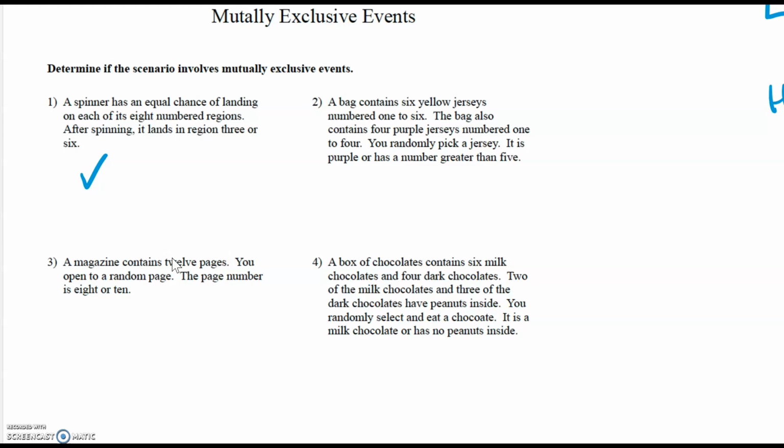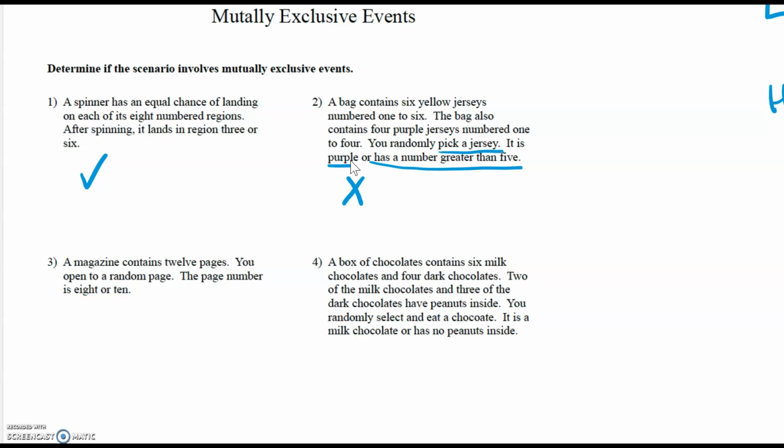The second one, a bag contains 6 yellow jerseys numbered 1 to 6. The bag also contains 4 purple jerseys numbered 1 to 4. You randomly pick a jersey. It is purple or has a number greater than 5. Now in this case, this would be not mutually exclusive because you're looking at picking a jersey and it's purple or has a number greater than 5. So that means that you've got at least one jersey which is yellow and greater than 5, and you've also got purple ones as well.